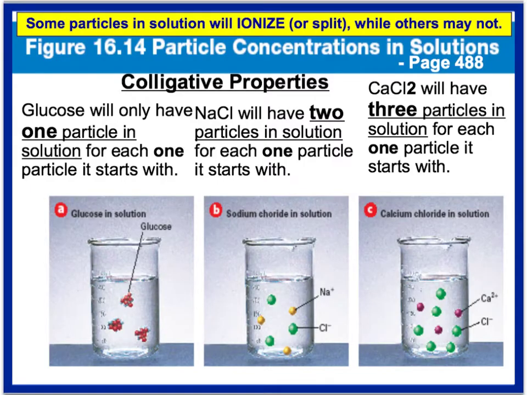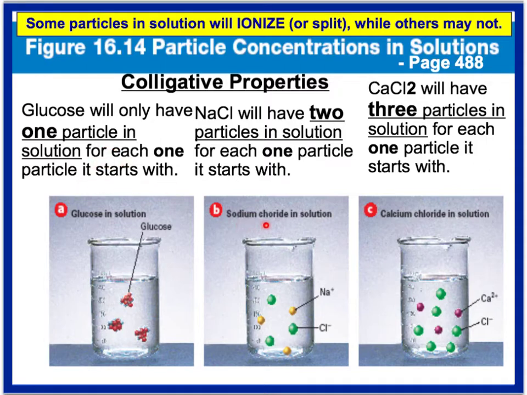So since we're discussing the number of particles, remember that some particles will ionize or split completely while others will not. If we look at this first glass, we've got some water and we've got some sugar. As we dump the glucose, or the sugar, in here, remember the sugar particles stay together. So there's only one particle in solution for each particle you start with.